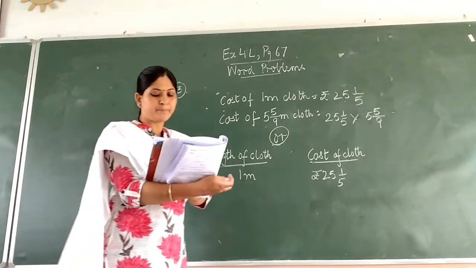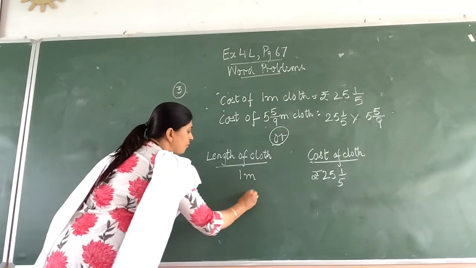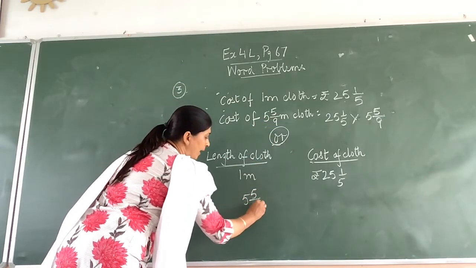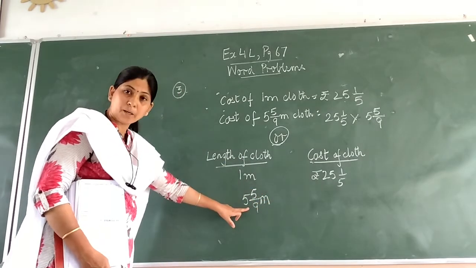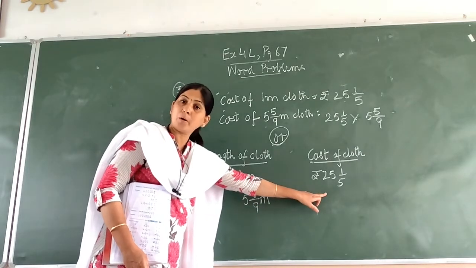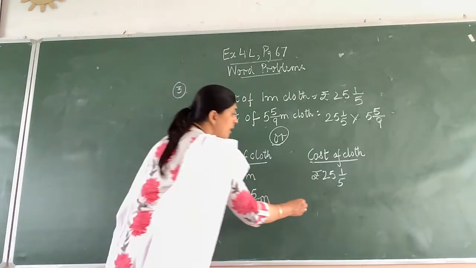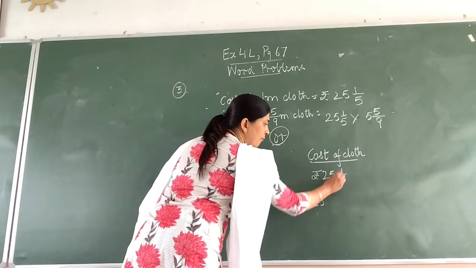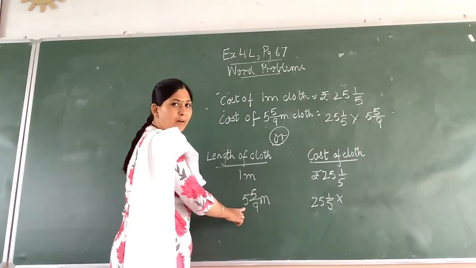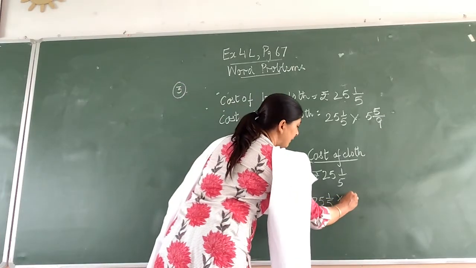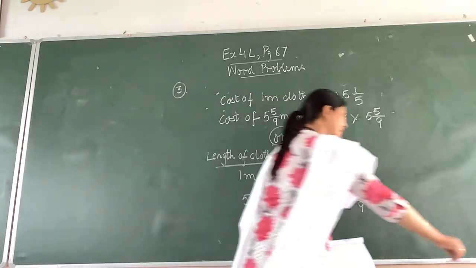Now what do we have to find? We have to find what is the cost of this much cloth. So now we will write 5 and 5/9 meter. If the length of cloth is this much, what will its cost be? Its cost will be more. So for more we will multiply. So 25 and 1/5 we will multiply by 5 and 5/9. Okay, now let us multiply.